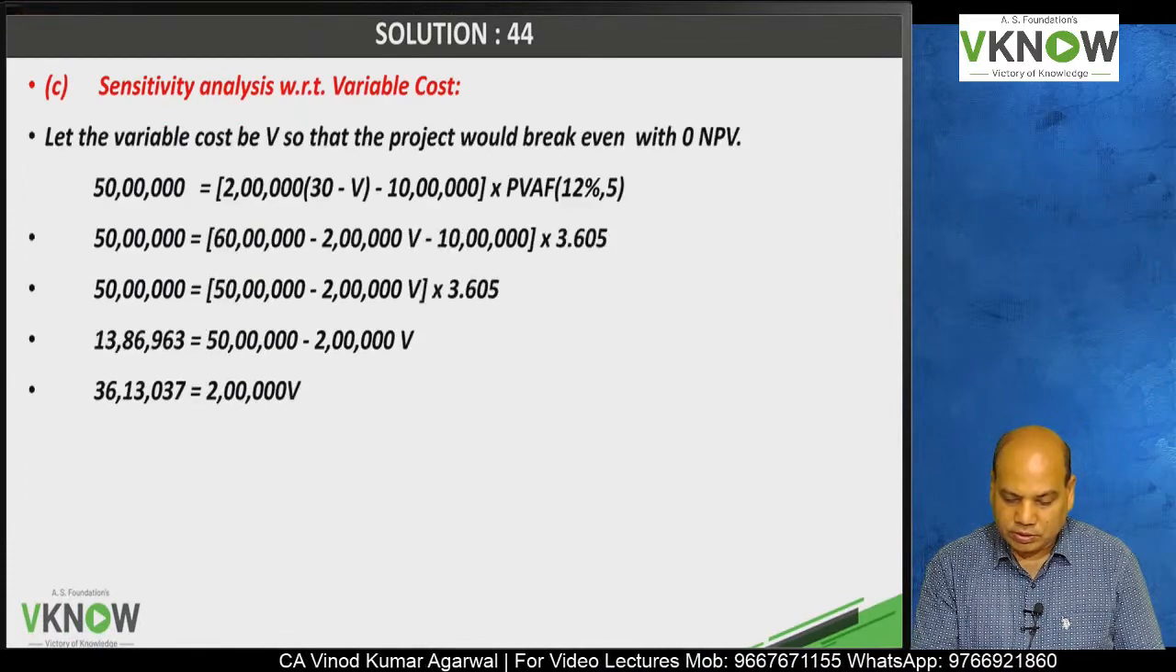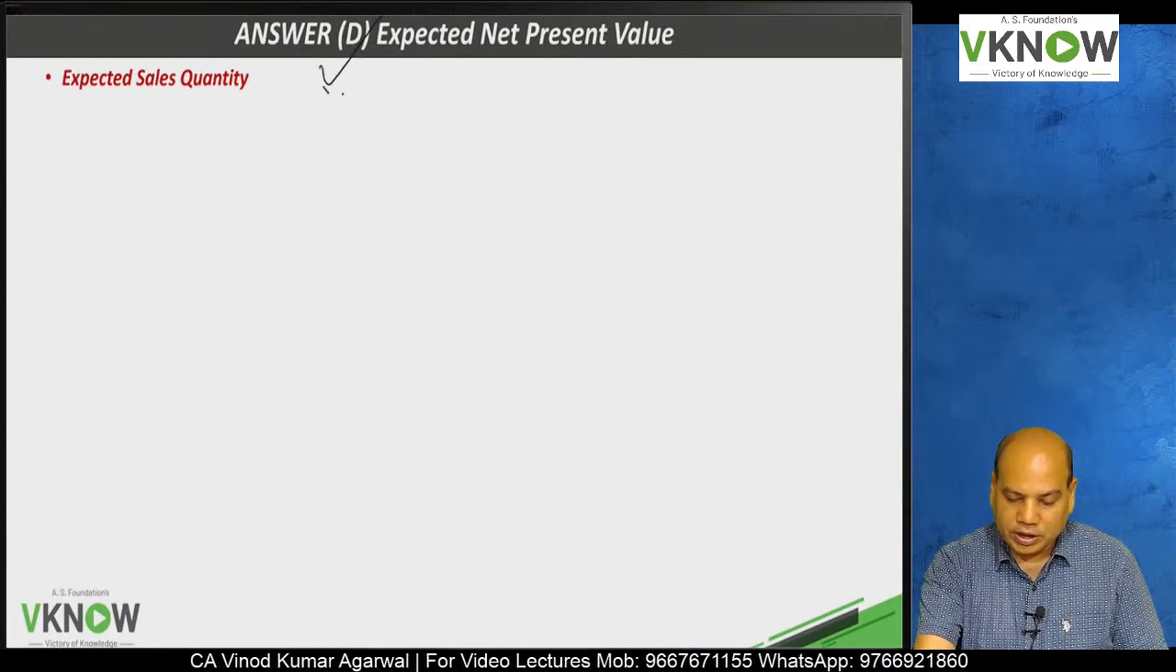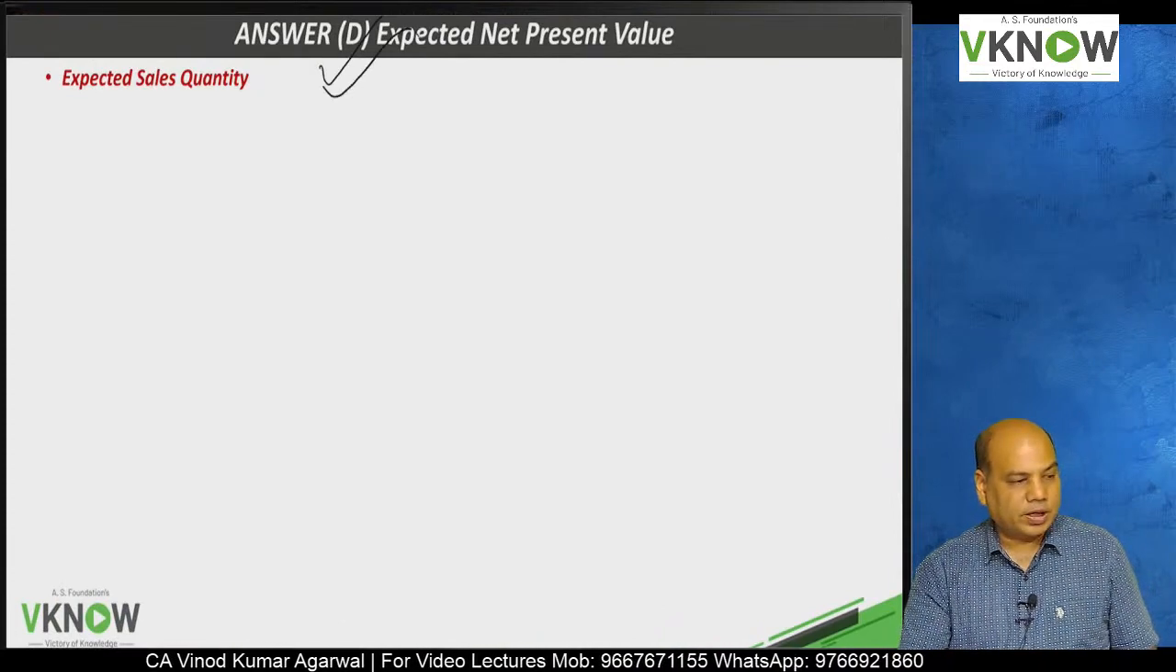Variable cost we have done. Now write down answer of part D, the last part.